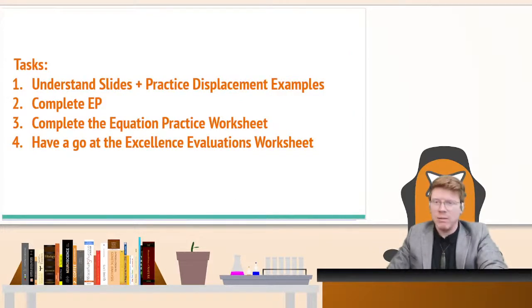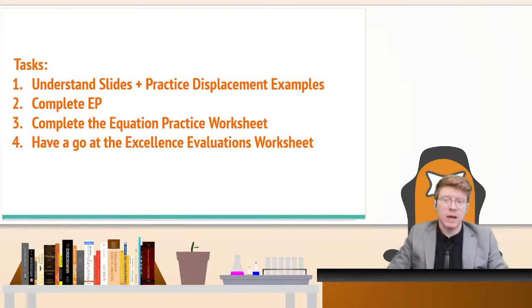So that brings us basically to the end of the content for today. There wasn't too much to go through. Our 4 major tasks to go through are to make sure you understand the concepts that have been explained, and to have a go at those 3 practice equations that we went through together. I recommend having a go at the symbol equations for these. It's good practice.